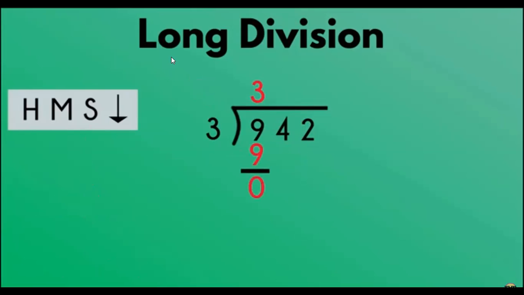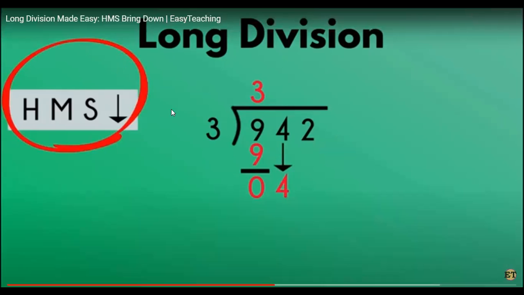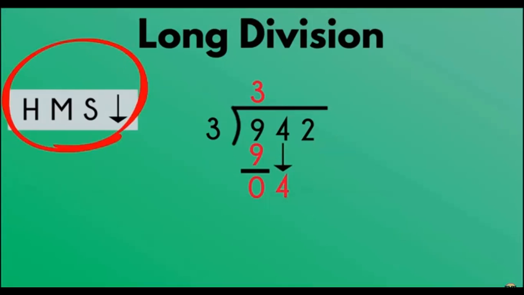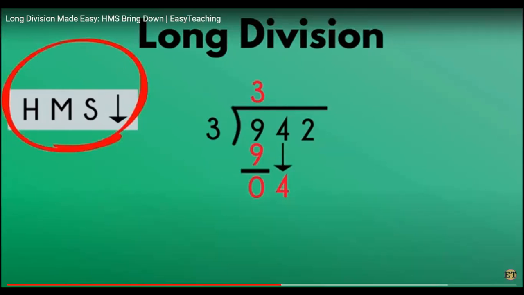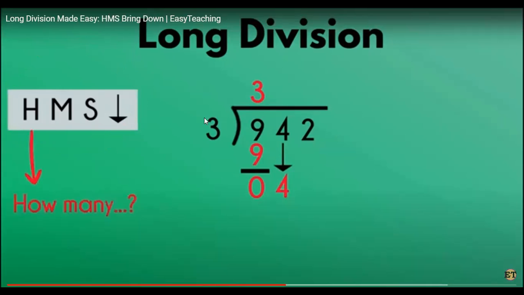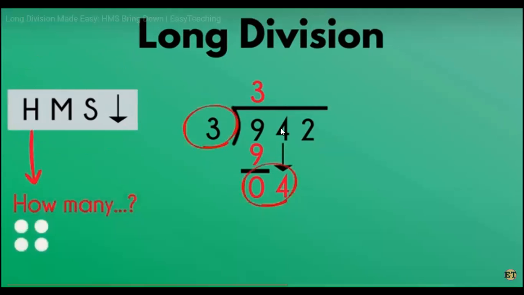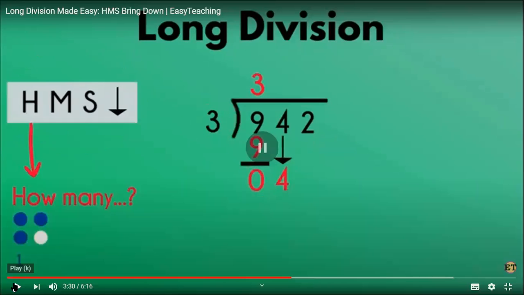Now we come to bring down. Remember, we are working from left to right. So now that we have finished the hundreds, we move to the tens. We bring down the tens. There are 4 tens. Now we've completed all the steps, H, M, S, and bring down. We move to the place value to the right and go through HMS bring down all over again. H. How many? How many 3's in 4? It only fits in once.